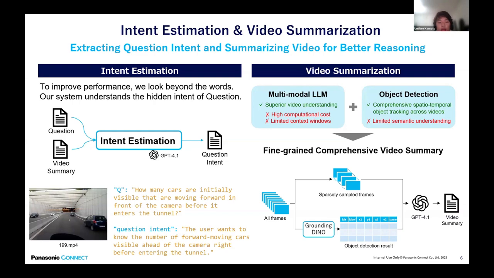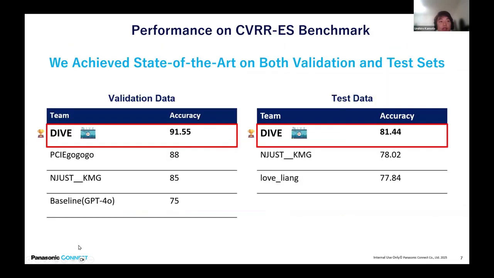LLMs provide excellent understanding, but they have high cost and a limited context window. Therefore, we cannot process all frames with LLMs alone. And object detection excels at spatial temporal tracking, and all frames can be processed, but lacks semantic understanding. Our approach generates a fine-grained video summary using specially sampled frames and Grounding DINO for object detection and GPT 4.1. This feeds into our reasoning pipeline for detailed analysis.